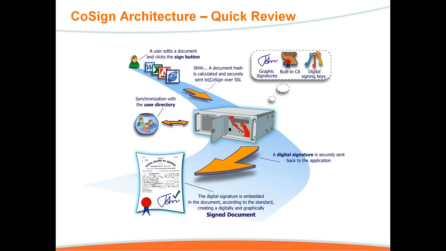So let's review what CoSign is and the architecture behind it. CoSign is a network-attached box. It's a server that has very high security standards in terms of how it's built and how it secures the private keys that are stored inside the box. Each user can have a number of digital signing keys and certificates inside this box, and we also enable users to upload graphical images that will be used as part of the signature.